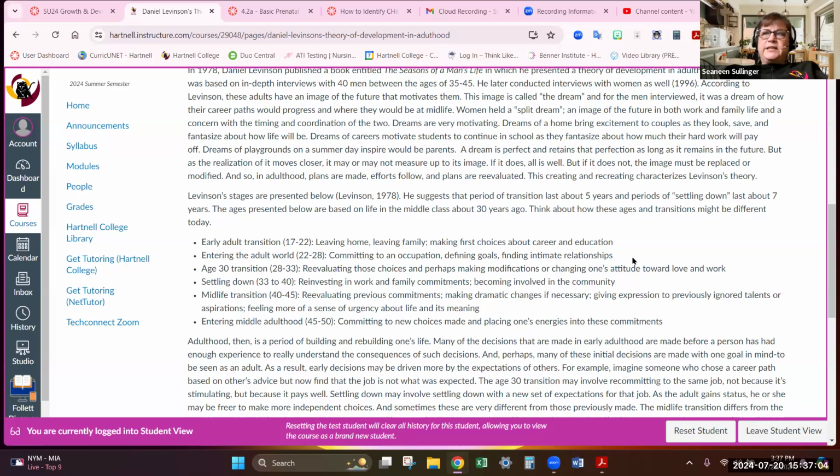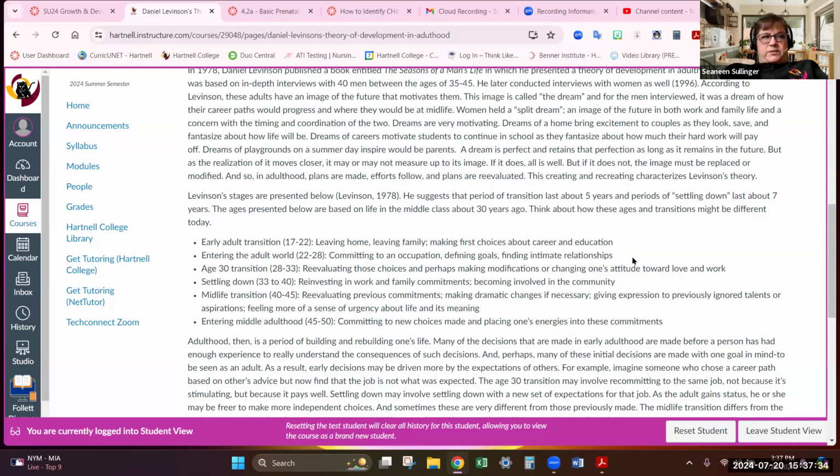So this also will play into midlife crisis when we get to middle adulthood a little bit, because of those dips in satisfaction that Paskow talks about. So then settling down, becoming involved in the community, and then a midlife transition, so reevaluating previous commitments. And the key word here is making dramatic changes. So if somebody's going through what we would call a midlife crisis, all different kinds of things happen.